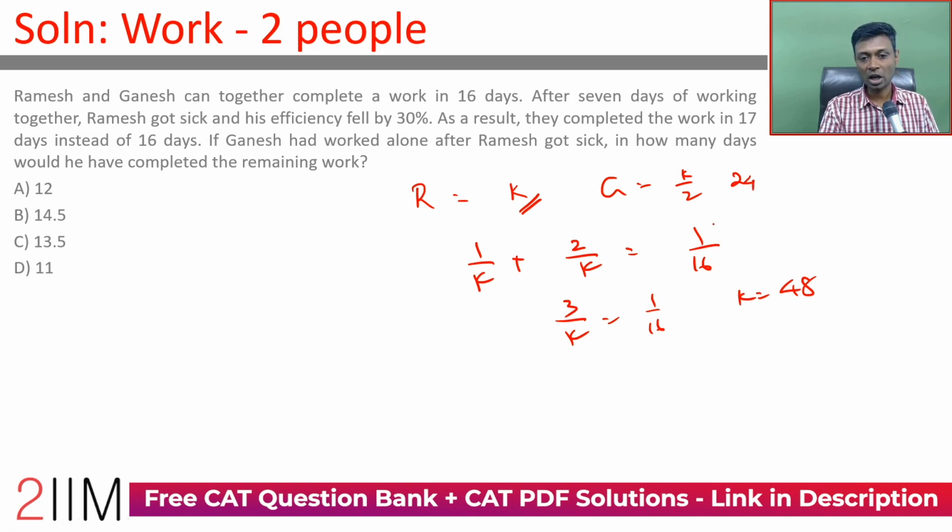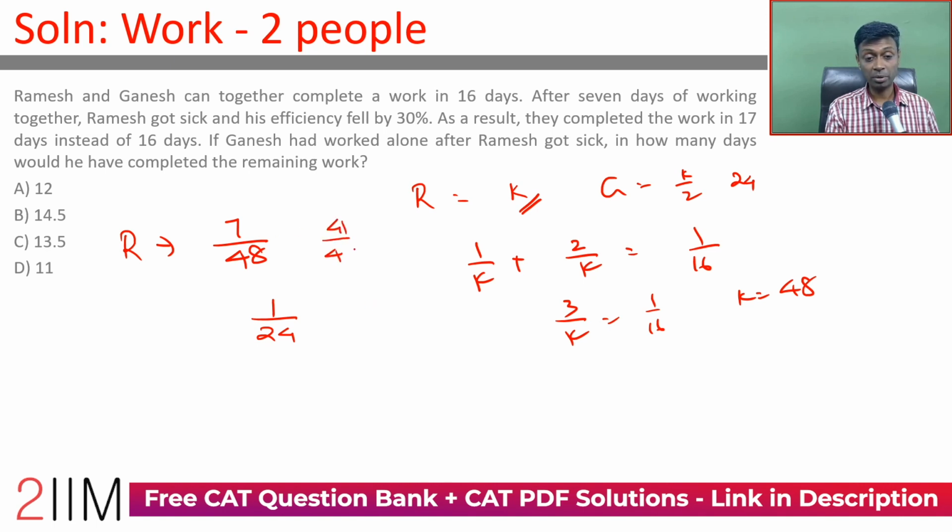If Ganesh had worked alone after Ramesh got sick, that means in the 7 days, Ramesh would have completed 7 by 48 of the task. Fine. Ganesh on each day can do 1 by 24 of the task. The task to be completed is 41 by 48. So 41 by 48 needs to be done by Ganesh completely. Only 7 by 48 is done by Ramesh.